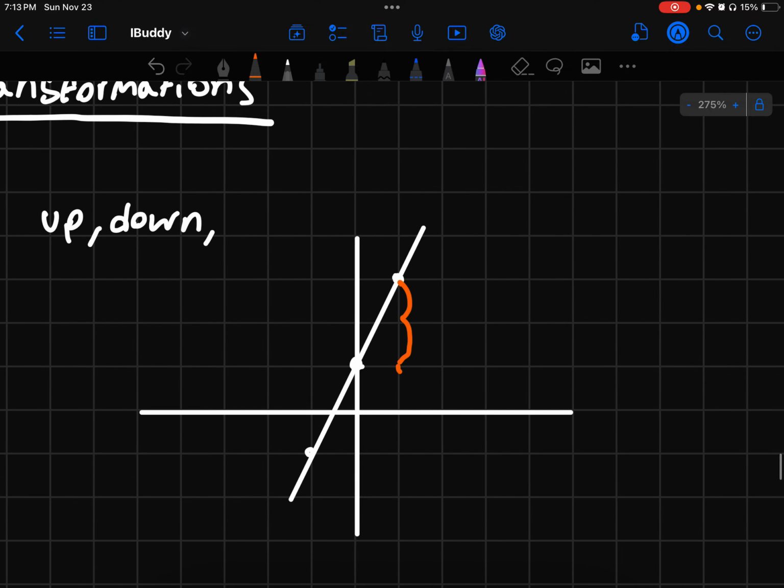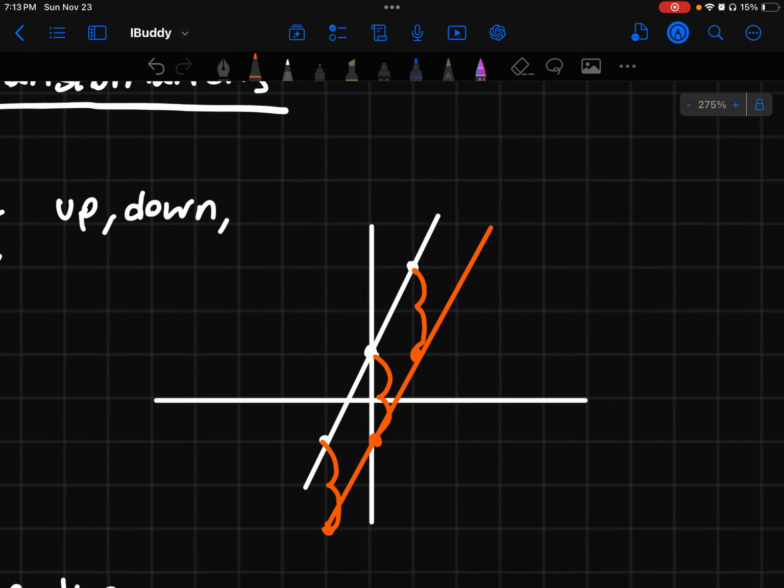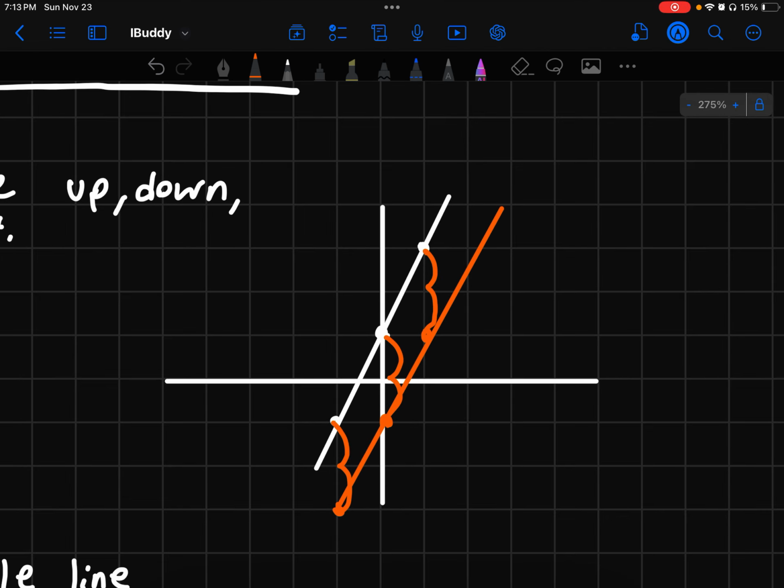So, 1, 2, 1, 2, 1, 2. There. So this would be our new line. Wait, my bad, guys. Yeah, so this would be our new line then. We shifted down 2 units. So what we see happening here, the line really doesn't change. The only thing that changes is the y-intercept. So it goes from here to here.